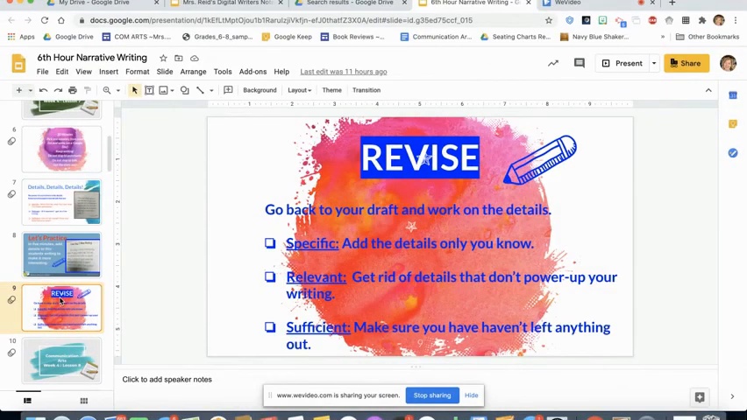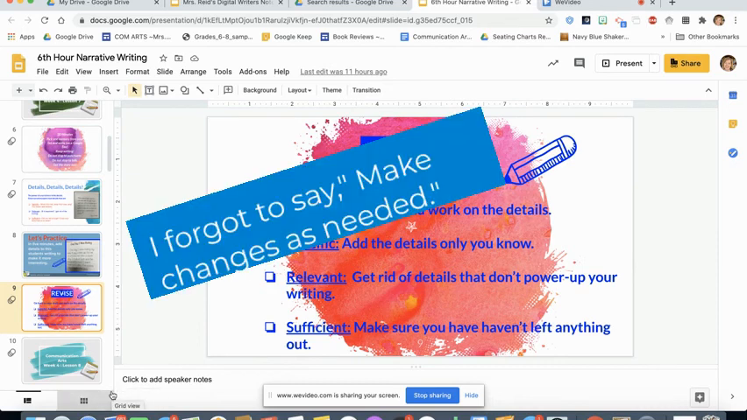And then the last thing you want to do is go back to your own draft. And you have to go through this checklist. Did I add details that only I know? Because I own the details. Is it relevant? Did I get rid of the details that didn't power up my writing? And is it sufficient? I haven't left any major things out. I've told the whole story.